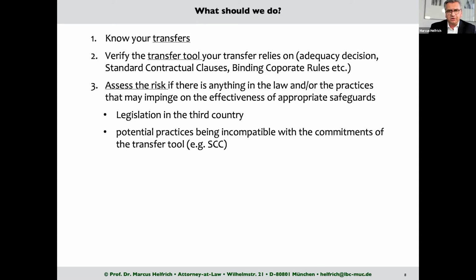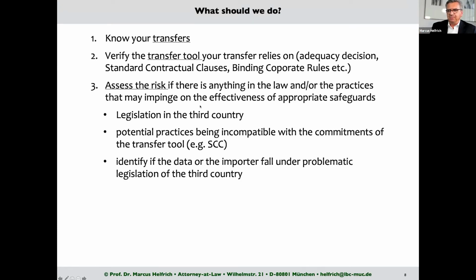The new standard contractual clauses do discuss such situations, because they cover a chapter of their own dealing with, let's say, requirements by public administration for transferring or disclosing data. The next step is we have to identify if the data that is transferred and, in addition to that, the importer fall under, let's call it, problematic legislation of the third country. So not every data might be subject to such investigations in a third country and so on.